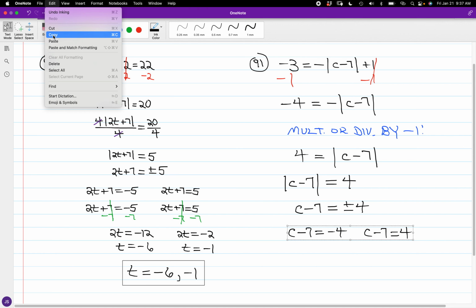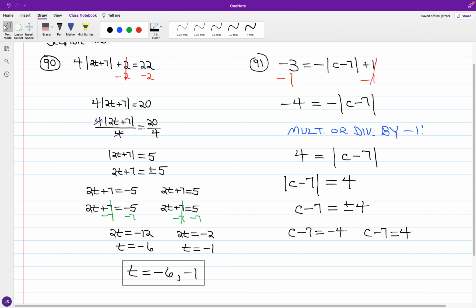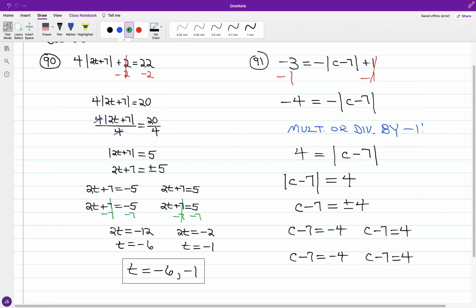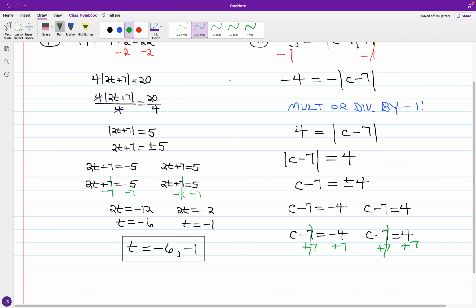Just looking at what we have now, for both equations we're going to add 7 to both ends. For c minus 7 equal to negative 4, negative 4 plus 7 is 3. And for c minus 7 equal to 4, adding 7 would come out to 11.